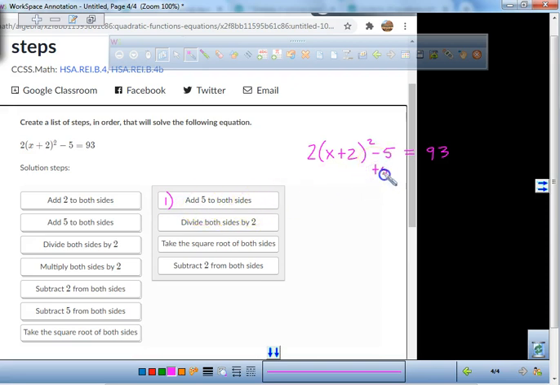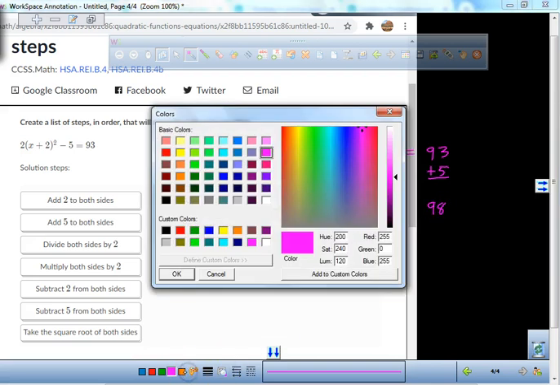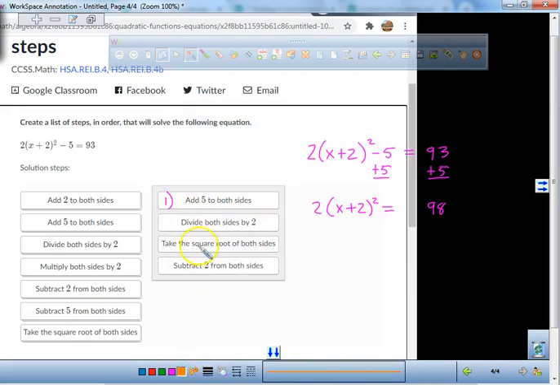So watch. I'm going to add 5 to both sides. Here's what you're left with: 2 parentheses x plus 2 squared equals 98. What was step number 2? We're going to divide this side and this side by 2. So those cancel out. We got x plus 2 squared equals 49.